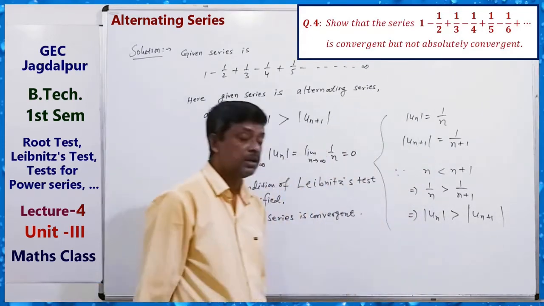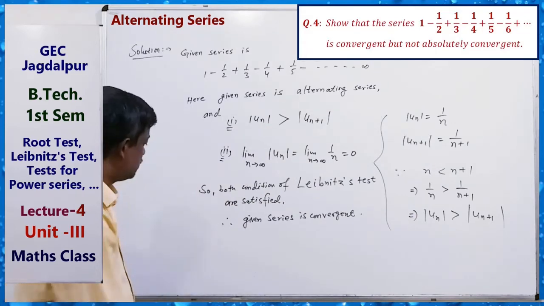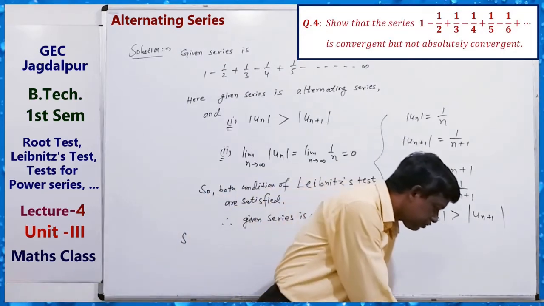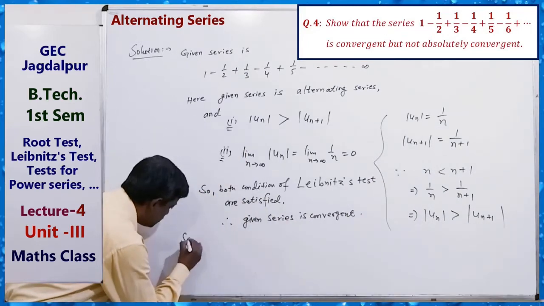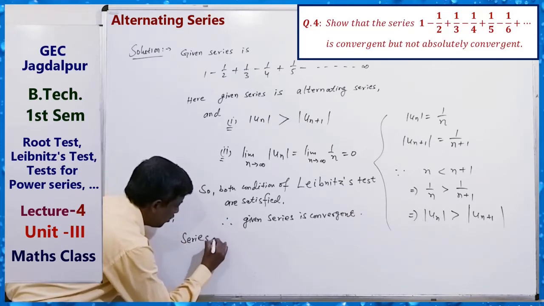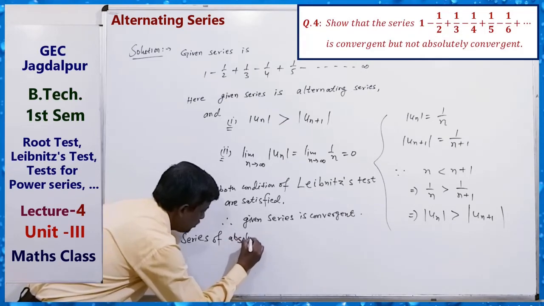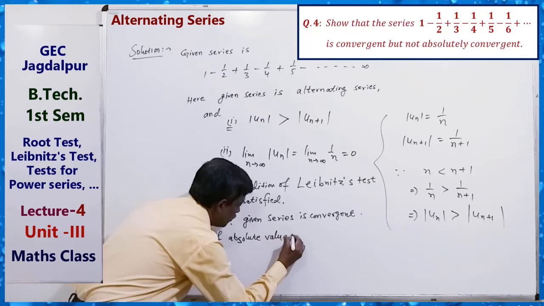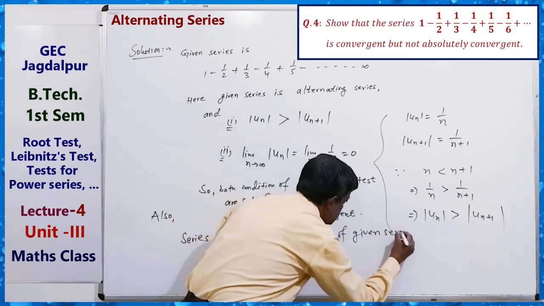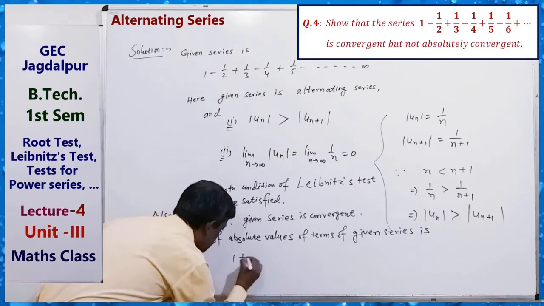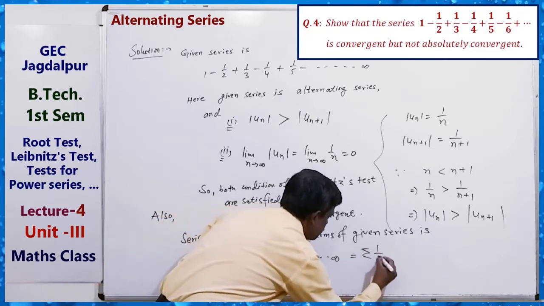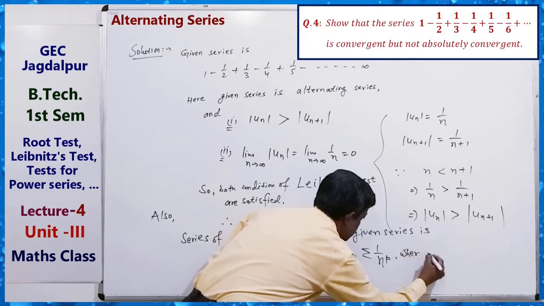But it is not absolutely convergent. The series of absolute values of terms of the given series is 1 plus 1 by 2 plus 1 by 3 plus 1 by 4 plus and so on, which is of the form summation 1 upon n to the power p, where p is equal to 1.